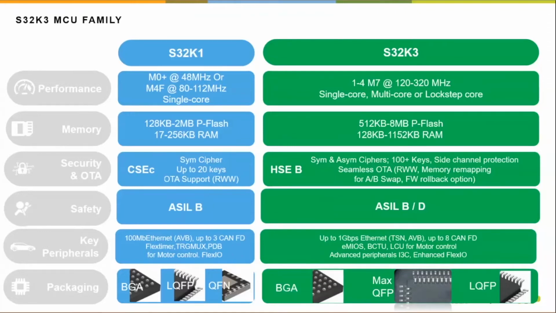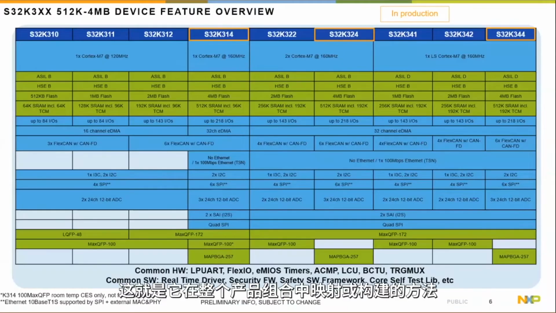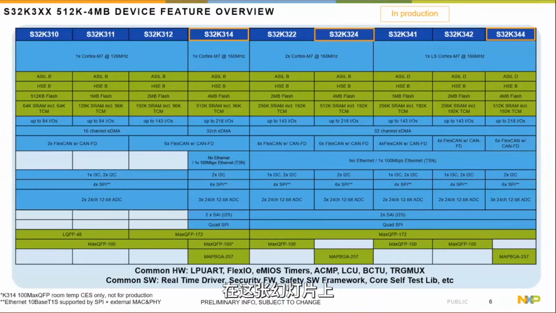Next slide, please, Bruno. And this is how it is mapped or constructed across the portfolio. As you go from the left to right side of this slide, you simply move up in terms of the core configurations; the number of cores and the core frequencies increase from left to right. So moving from single core to dual core to lockstep versions, with between 120 and 160 megahertz core frequency.